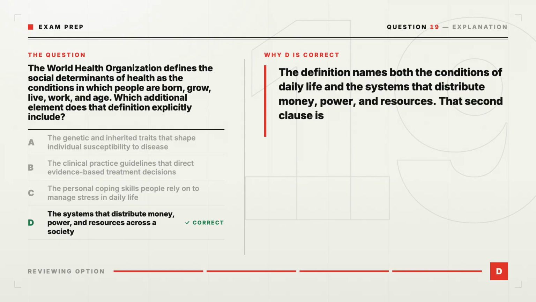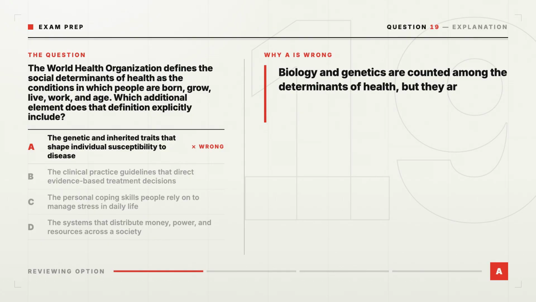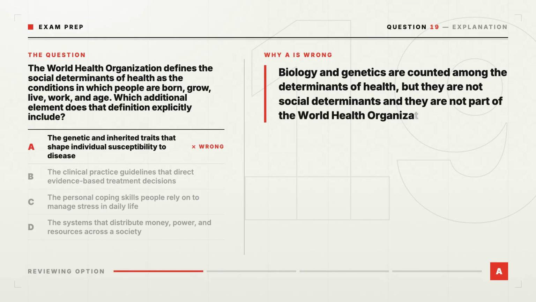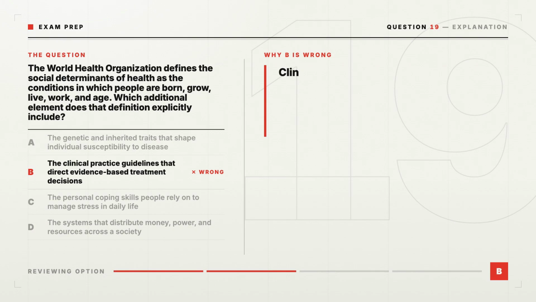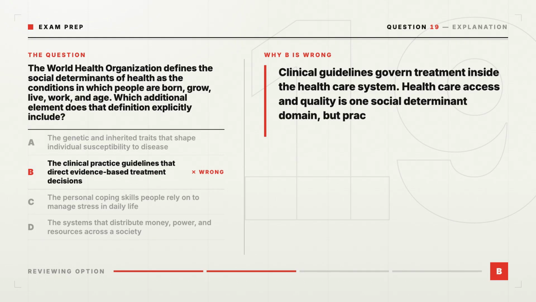a society allocates advantage. It is also the clause that connects the social determinants directly to social justice and health equity. A is wrong because biology and genetics are counted among the determinants of health, but they are not social determinants and they are not part of the World Health Organization's phrasing. B is wrong because clinical guidelines govern treatment inside the healthcare system. Healthcare access and quality is one social determinant domain, but practice guidelines themselves are not part of this definition.